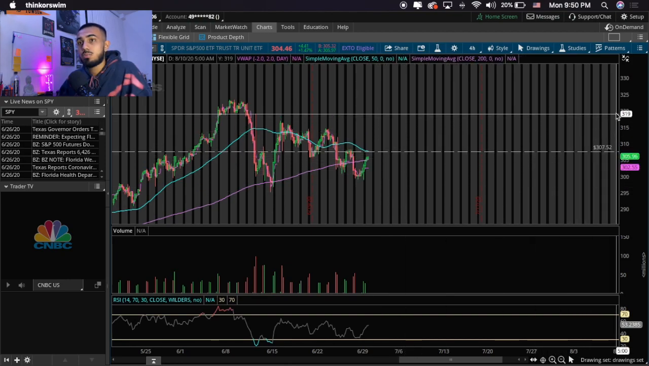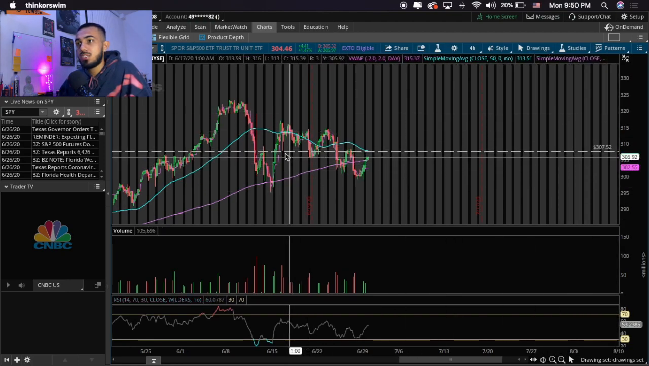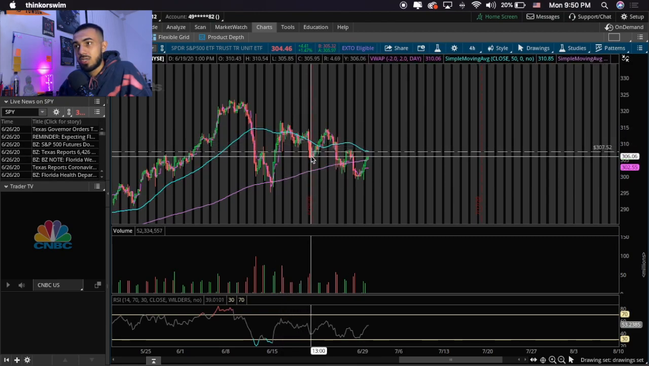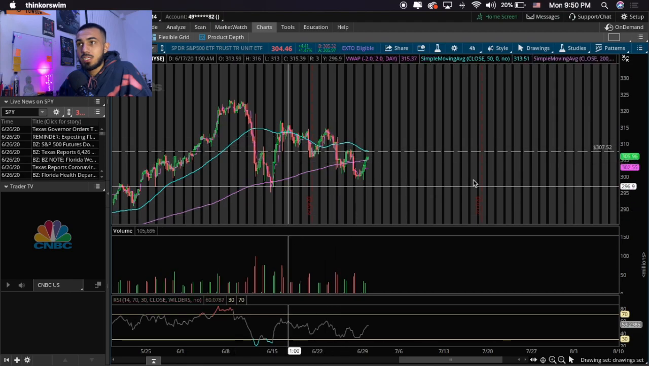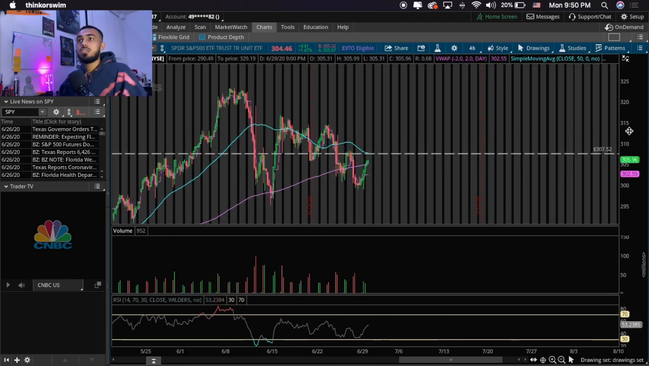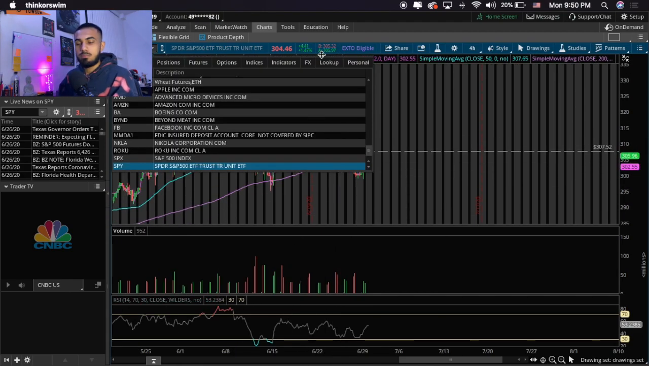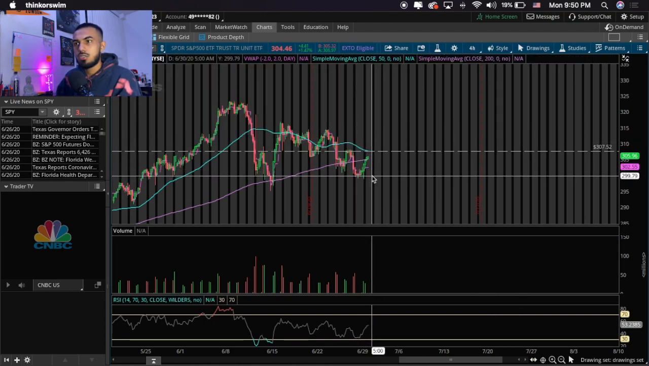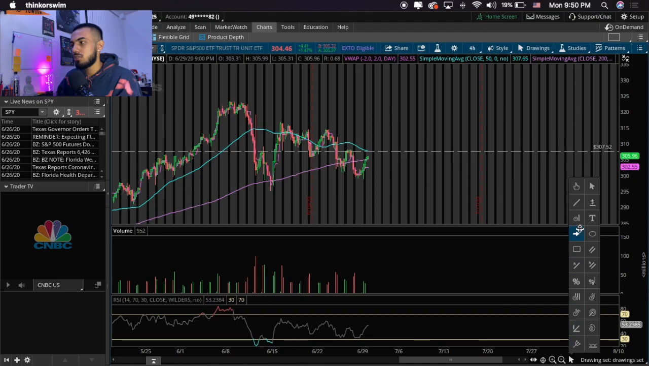Same with support. Now you can see here this 307 also acted as support because it went down here and then shot back up. I can give you a better indicator. This 299 area is support.